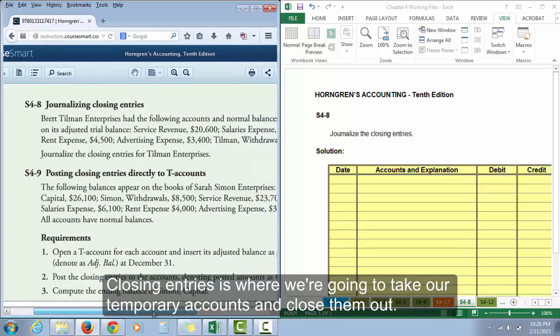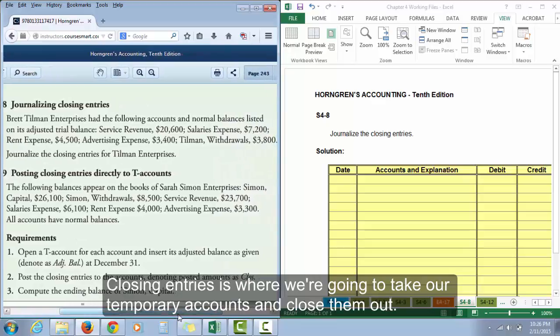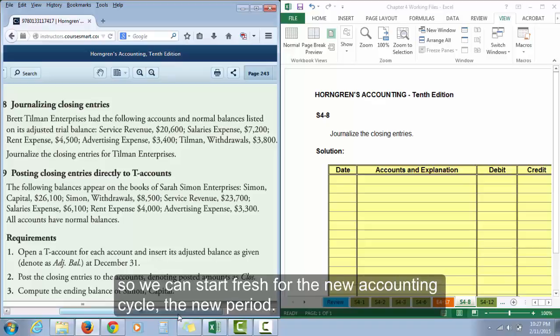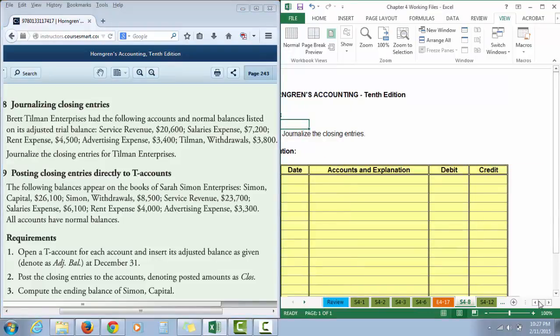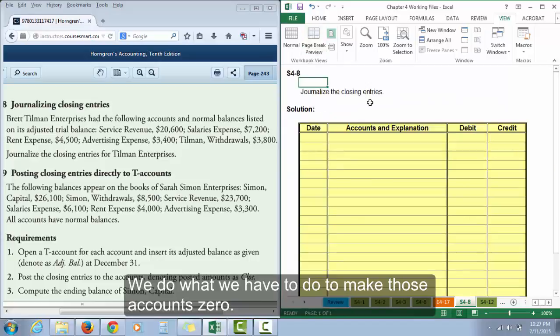Okay, so closing entries, if you remember from the lecture, are where we take our temporary accounts and close them out. That means make the balances in those accounts zero so we can start fresh for the new accounting cycle, the new period. So we just do anything we have to do to make those accounts zero.